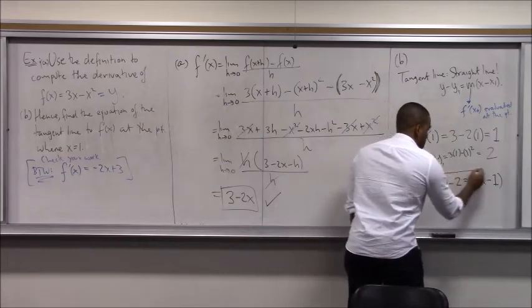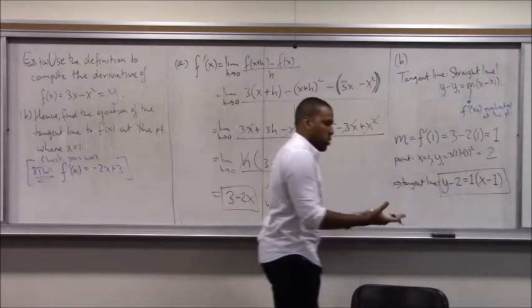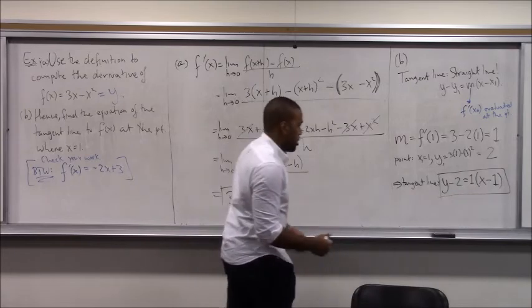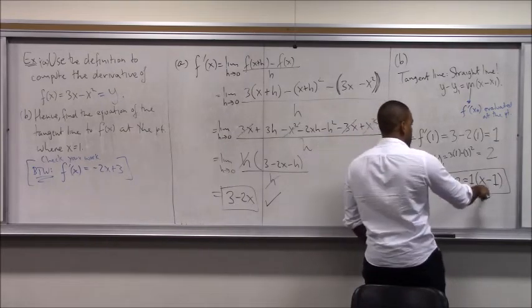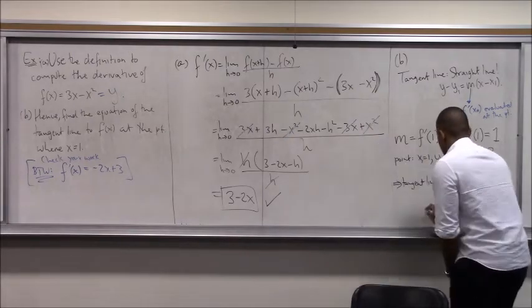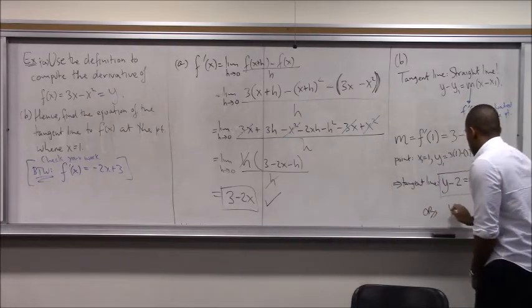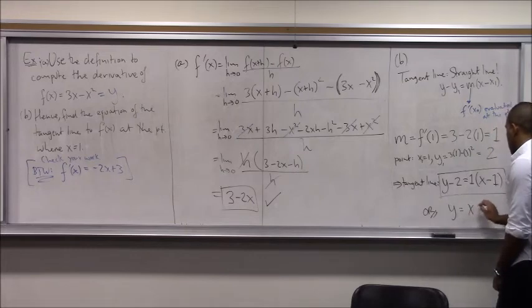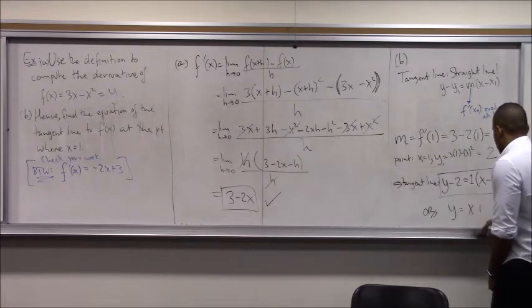And in general for me that's fine. But of course on a multiple choice they might write it as y equals mx plus b. All you do is expand this. That's 1x minus 1, and then plus 2. So you can write it as y equals x plus 1.